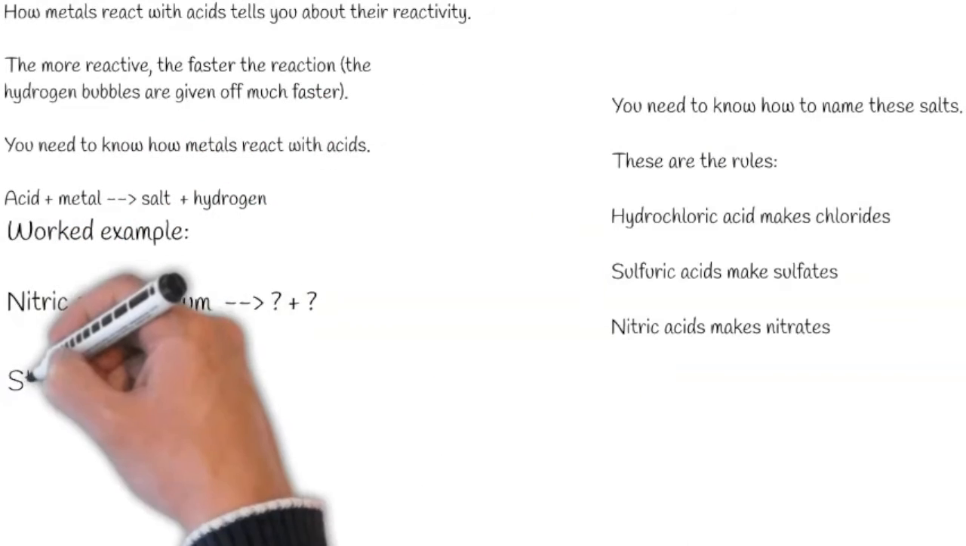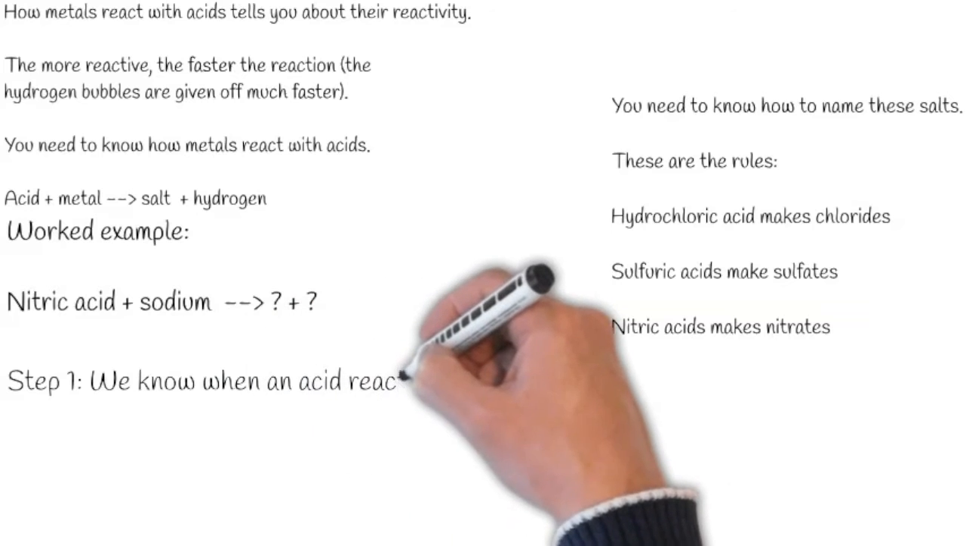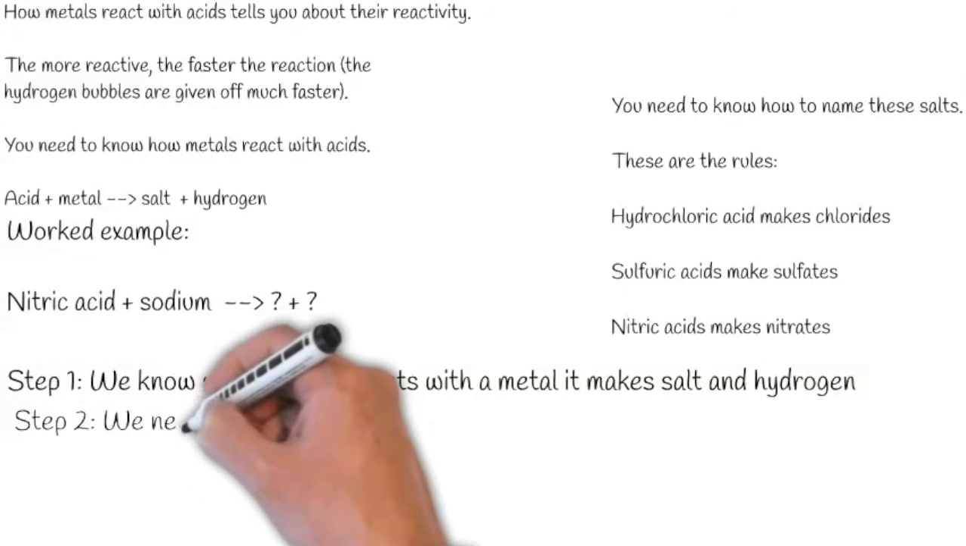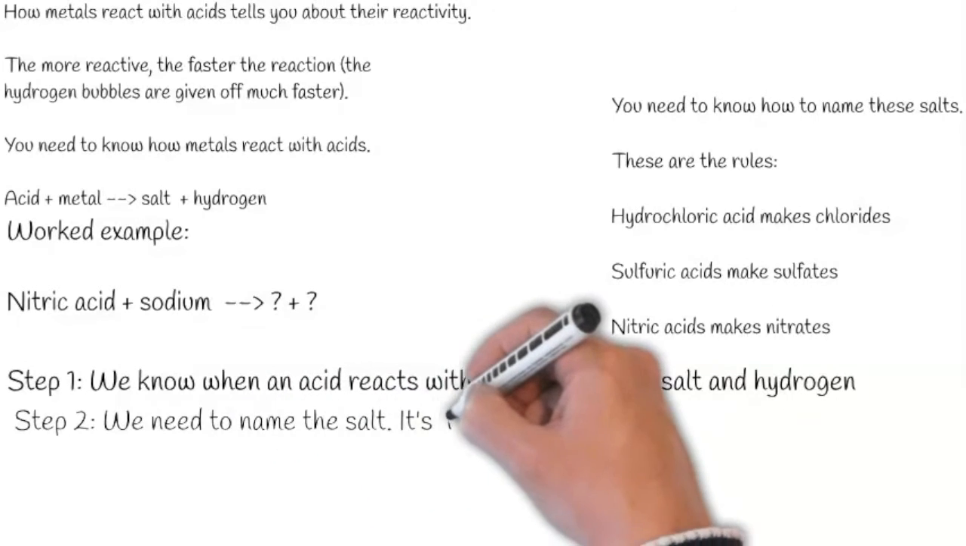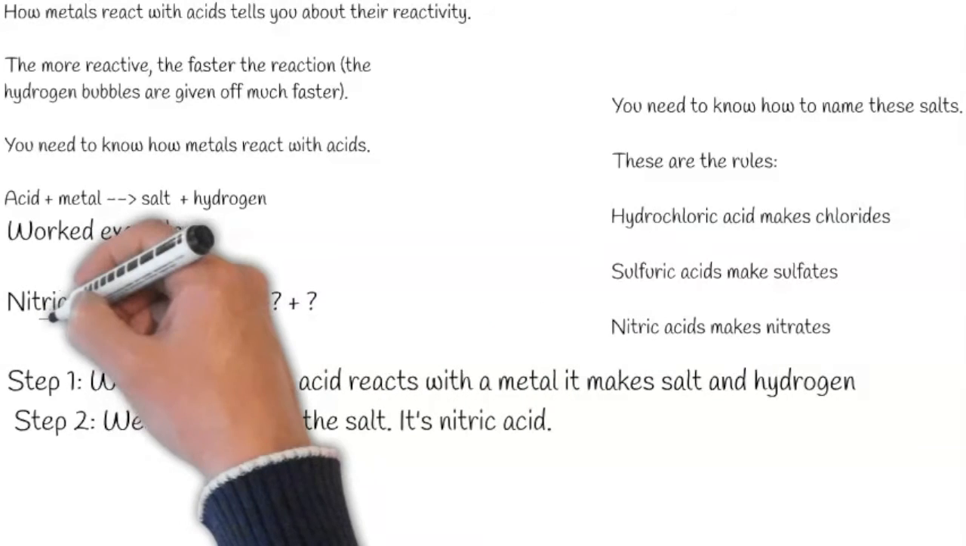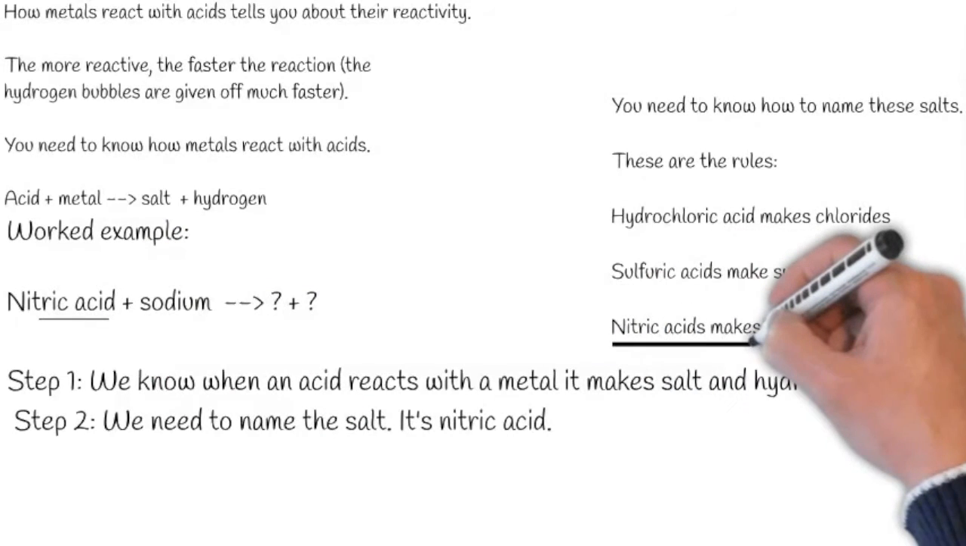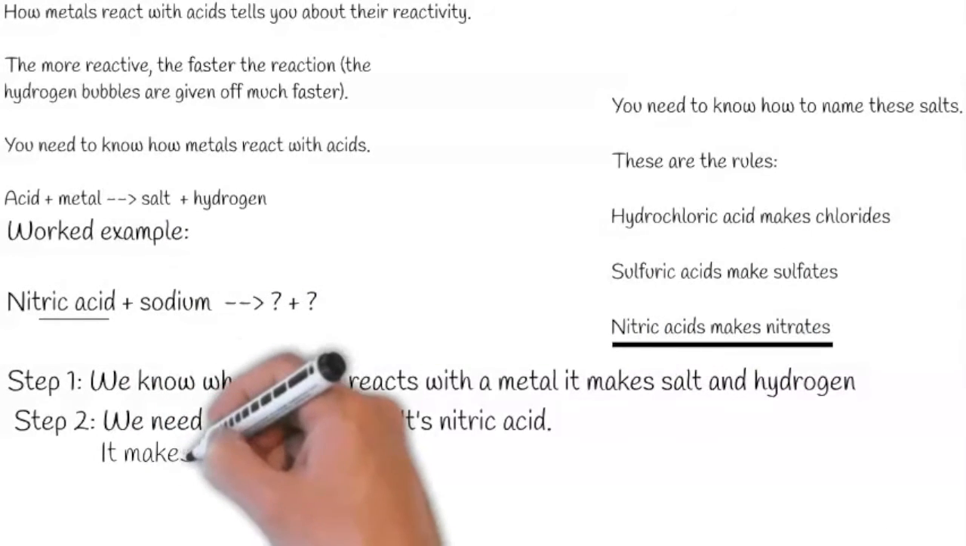Let's do a worked example. We've got nitric acid plus sodium. What does that make? In step 1, we know when acid reacts with a metal, it makes salt and hydrogen. We need to be able to name this salt. It's a nitric acid, and therefore it makes a nitrate. We did this in the last video.